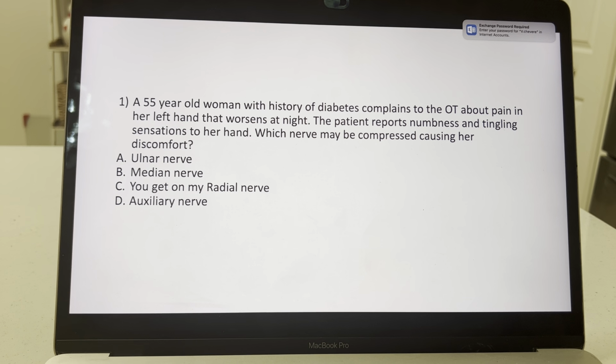Okay, question number 1. The answer is B, the median nerve. The median nerve travels within the carpal tunnel with the other 9 tendons, and if the median nerve is inflamed or there's any inflammation within the wrist and the carpal tunnel, that will compress that median nerve, giving them positive CTS syndrome and giving them those pains and discomfort sensations.